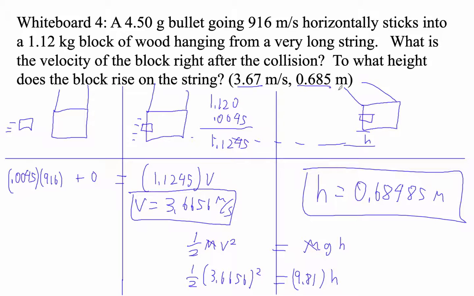Is that right? Did we get it right? We got it right. That's what I got before. So 0.685, I guess you'd say. h is 0.685 meters. Yeah.